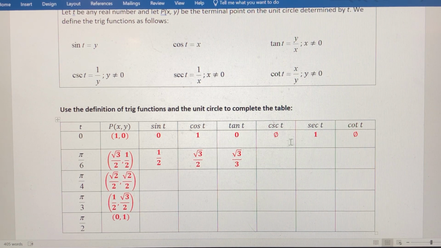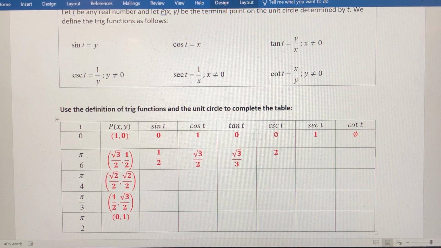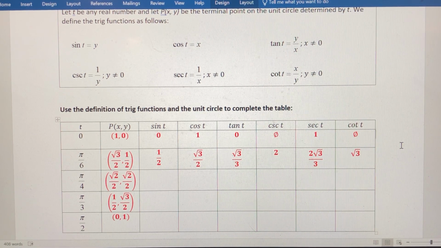Okay. Cosecant, remember, is the reciprocal of sine. Well, the reciprocal of 1/2 is 2. Okay. Secant is the reciprocal of cosine. So that gives me 2 over radical 3. And then I have to rationalize the denominator, so it's going to be 2 radical 3 over 3. All right? And tangent and cotangent are reciprocals, so this should be 3 over radical 3, which is going to simplify to just radical 3. So that's the 6 trig function values for this special value, pi over 6.